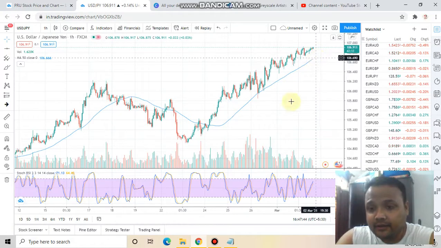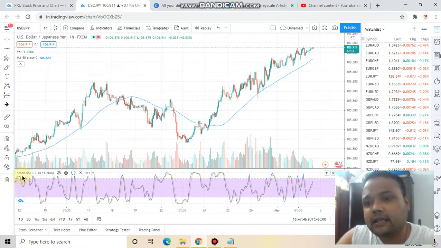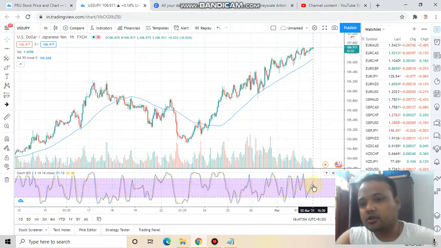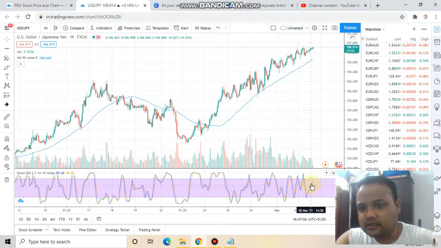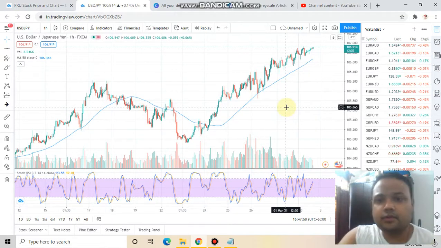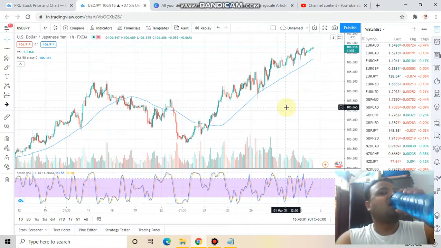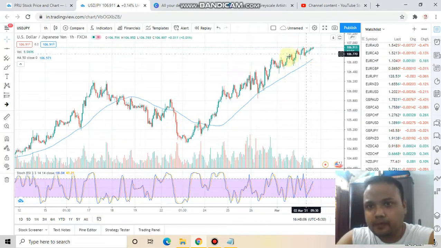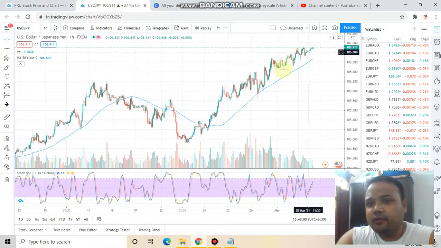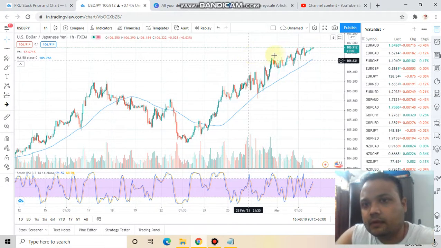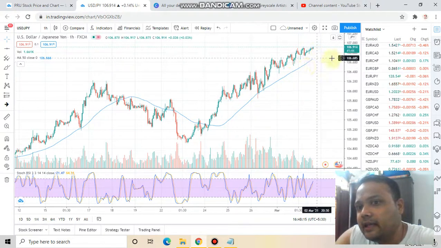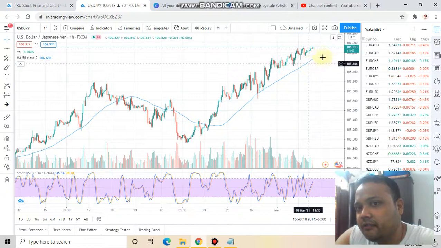On the other hand, you can also see that I'm using the stochastic RSI indicator, and it is also moving towards the overbought zone. Right now, it is trading at around 69.70. So this is not the area of value for us. The area of value will be, as mentioned earlier, in and around this 50 moving average.